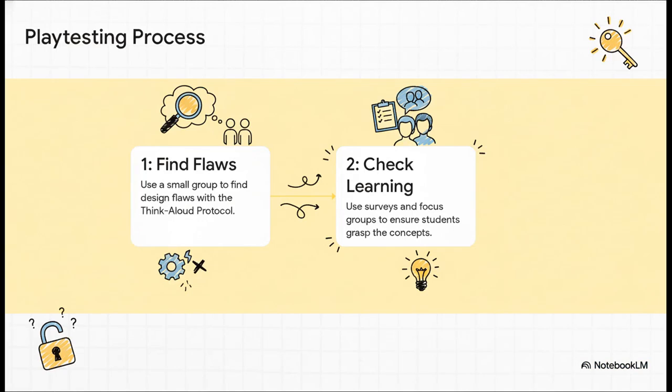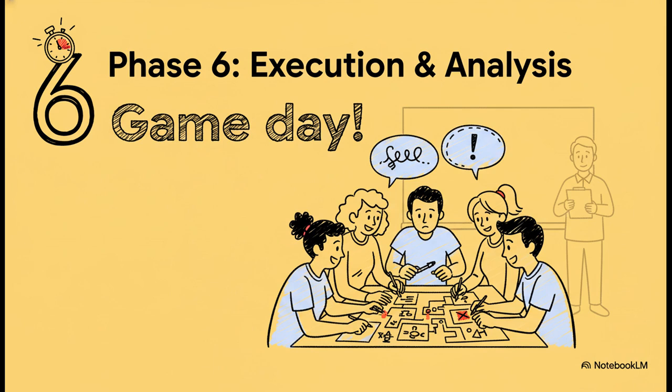First, run a preliminary playtest with a small group, maybe some colleagues or a few students, and ask them to use a think aloud protocol. That just means they narrate their thought process as they play. It gives you priceless insights. Then, second, you have to check if the learning is actually sticking. Use anonymous surveys or focus groups after the test to see if students really got the educational content, not just the fun parts. And that brings us, finally, to Phase 6, execution and after-game analysis.